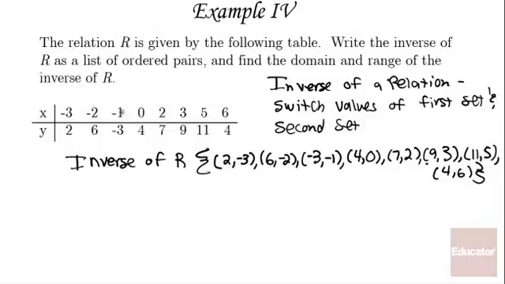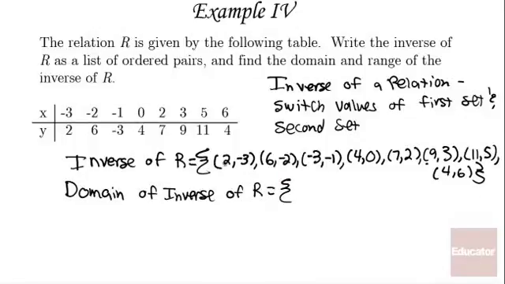I'm also asked to find the domain and the range. First, the domain of the inverse of R. So that's going to equal these first values in my inverse of R. I'm not going to look back up here. I'm going to look at my new set of ordered pairs. 2, 6, -3, 4, 7, 9, 11, and 4. Okay, so this is the domain of the inverse of R.